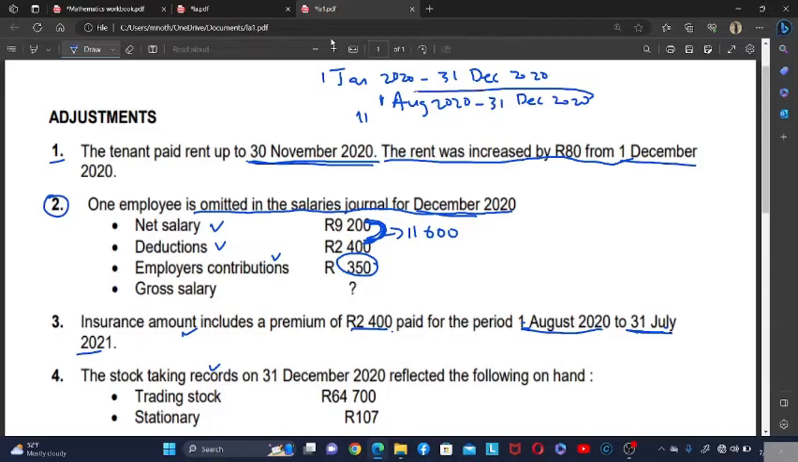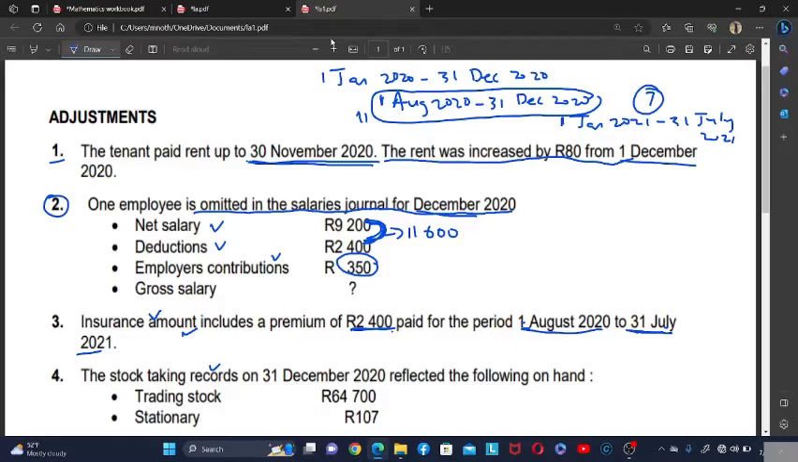These are the only months that belong in our financial year in this insurance that was paid of 2,400. But from 1 January 2021 to 31 July 2021, this is no longer our financial year, and this is 7 months. This means that we paid an insurance of 7 months which does not belong in our financial year. So we must go and take it out.